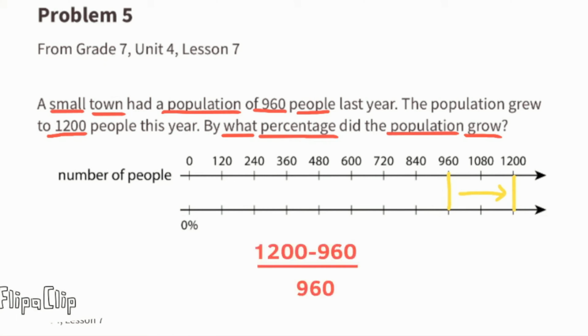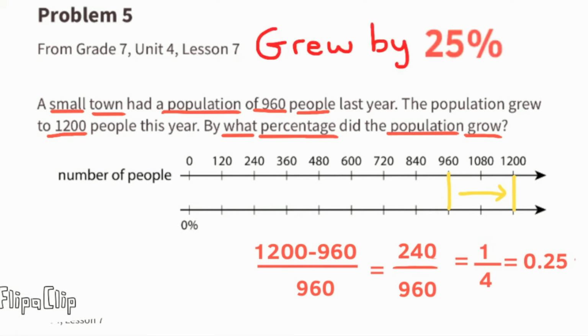We have to find the difference. 1,200 minus 960 is 240. And 240 divided by 960 is equivalent to 1/4, or 0.25, which is 25 hundredths.